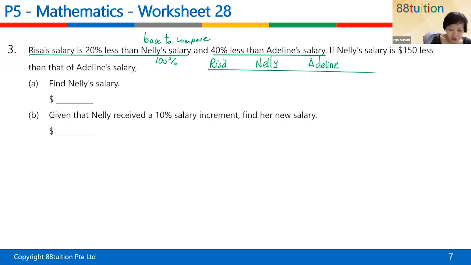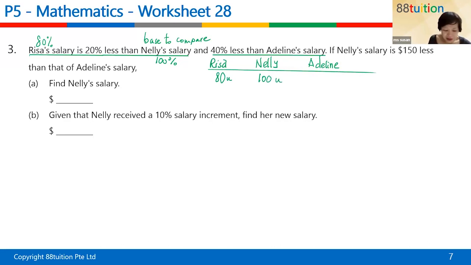So let's take a look. When Nelly has 100%, Risa has 20% less. That means Risa will have 80%. Now, instead of writing percent, I can write them as units instead. Risa is 80 units and Nelly 100 units.